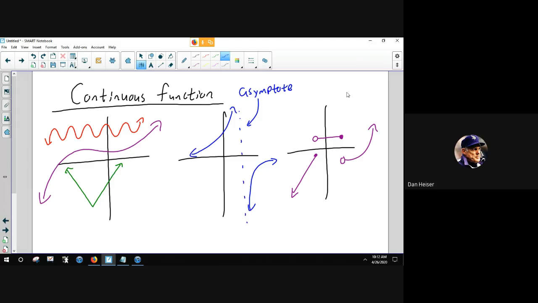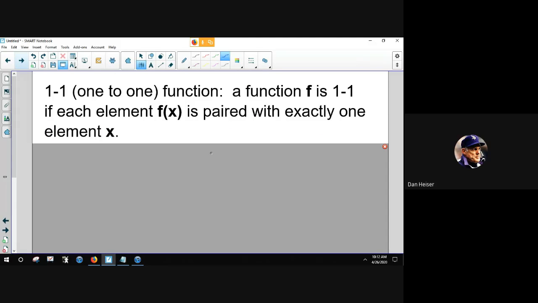Last thing that this lesson is going to deal with is what's called one-to-one. So this is not 1 minus 1. It stands for one-to-one. A one-to-one function. One-to-one functions have some importance for something we're going to do a little later. We say a function is one-to-one if every f of x is paired with exactly one x.